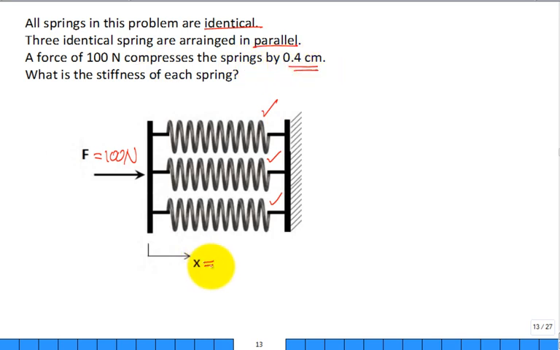What is this compression distance right here? 0.4 centimeters. What is the stiffness of each spring? What was the symbol for our stiffness for springs? The letter K. All right, and so the units that make the most sense are newtons per centimeter. Is that what you suggested? We want our answer in newtons per centimeter.